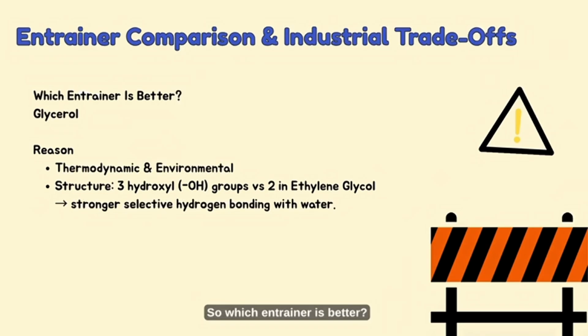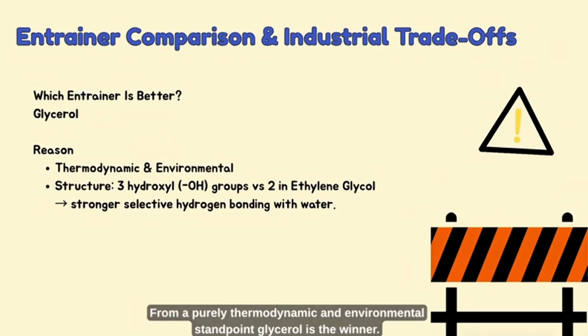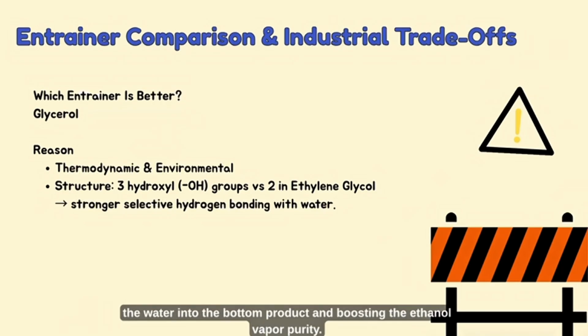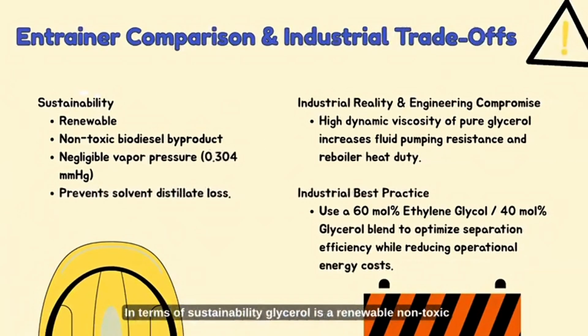So which entrainer is better? From a purely thermodynamic and environmental standpoint, glycerol is the winner. Based on the molecular structure, glycerol has 3 hydroxyl groups compared to ethylene glycol, and this allows glycerol to form a stronger selective hydrogen bond with water, which pulls the water into the bottom product and boosts the ethanol vapor purity. In terms of sustainability, glycerol is a renewable, non-toxic byproduct of biodiesel, which has a negligible vapor pressure of 0.304 mmHg, meaning no solvent is lost in the distillate vapor.